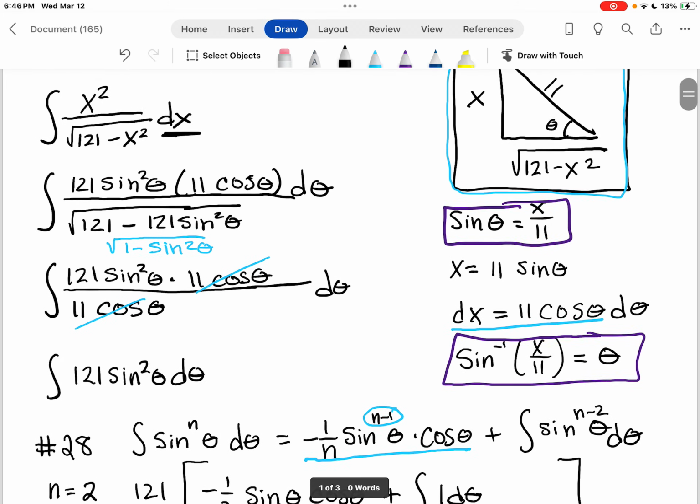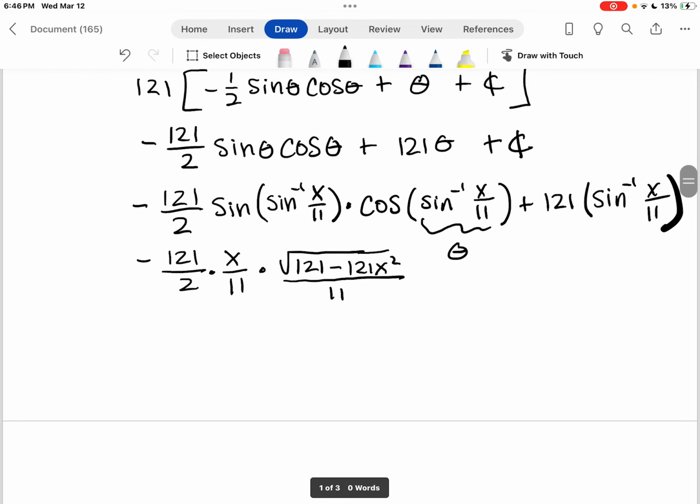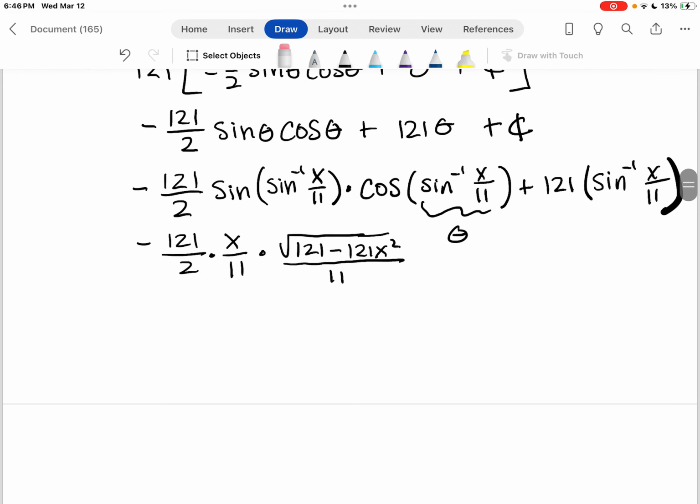I think I messed that up. Hold on, let me double check. Yeah, sorry if I'm making you dizzy here. This is just x squared. I copied it wrong from the triangle. And then we have plus 121 inverse sine of x over 11, and then plus our constant.